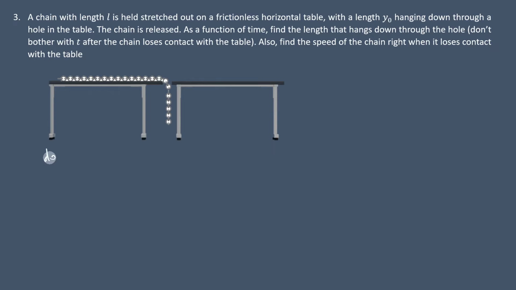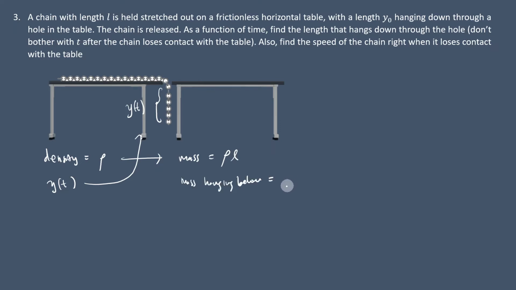Okay, let the density of the chain be rho and let y as a function of t be the length hanging down through the hole. Then the total mass is the density times the length: the mass equals rho L, and the mass hanging below the hole equals rho y. The net downward force on the chain is rho y g.